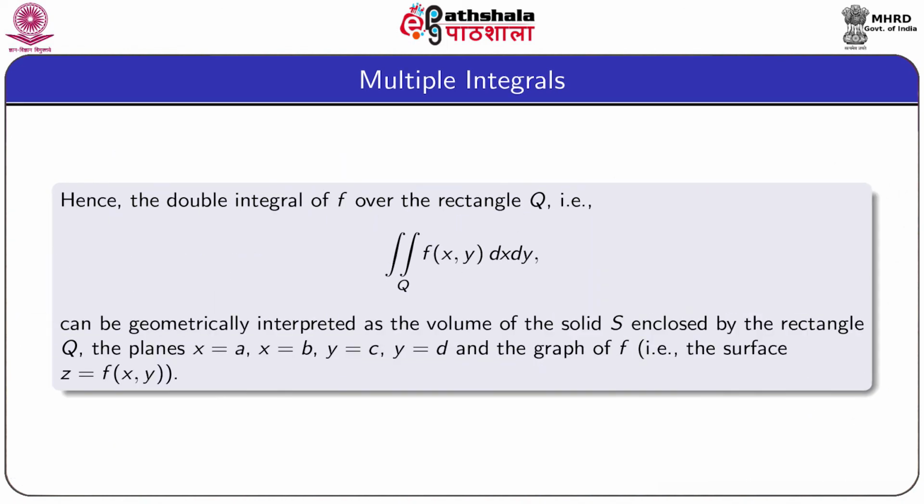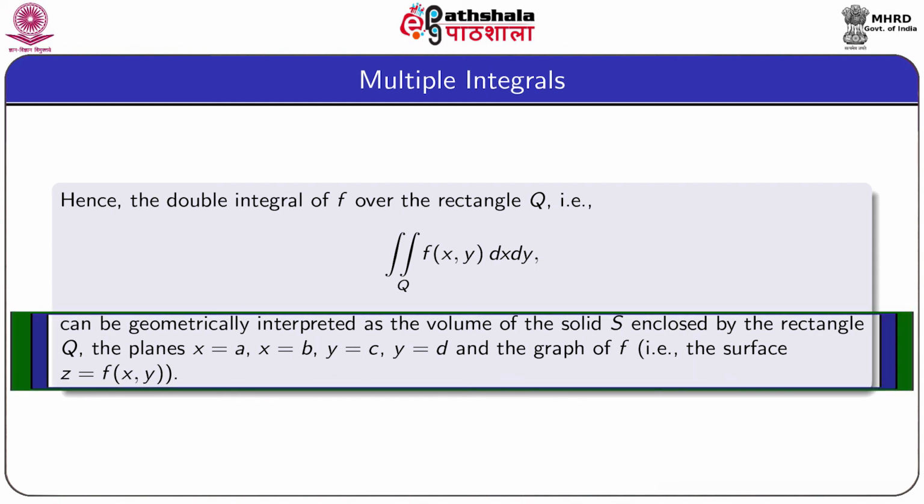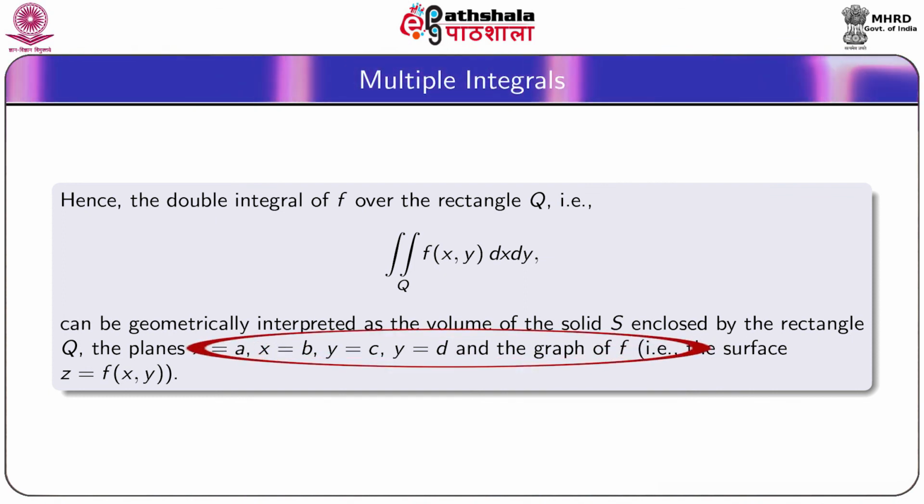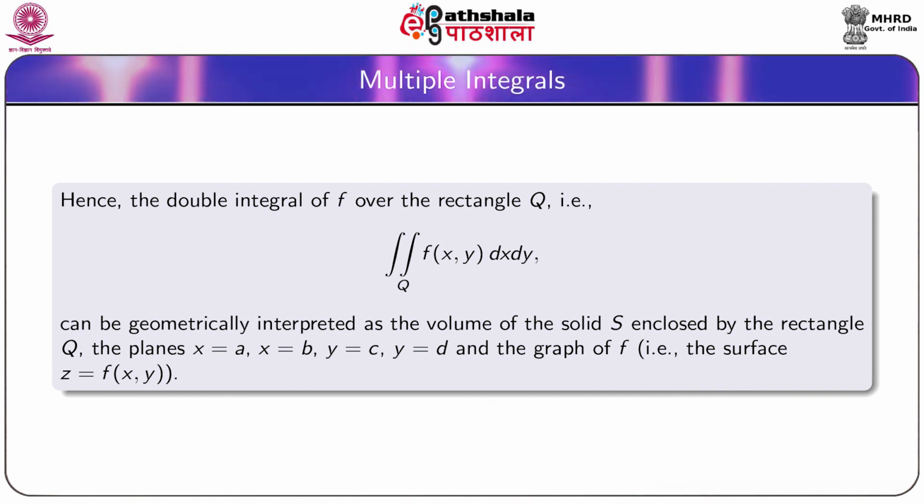Hence, the double integral of f over the rectangle Q can be geometrically interpreted as the volume of the solid S enclosed by the rectangle Q, the planes x equal to a, x equal to b, y equal to c, y equal to d, and the graph of f, that is the surface given by z equal to f(x, y).